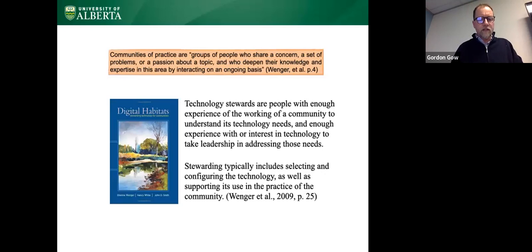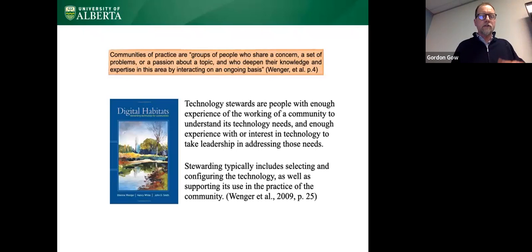Communities of practice approach conceives of the intermediary role in relational terms as a kind of leadership practice that mobilizes people to work together in pursuit of some shared enterprise. And more specifically, this technology steward concept, first introduced in this book, Digital Habitats, by Wenger, White, and Smith, describes this role with respect to digital technologies.